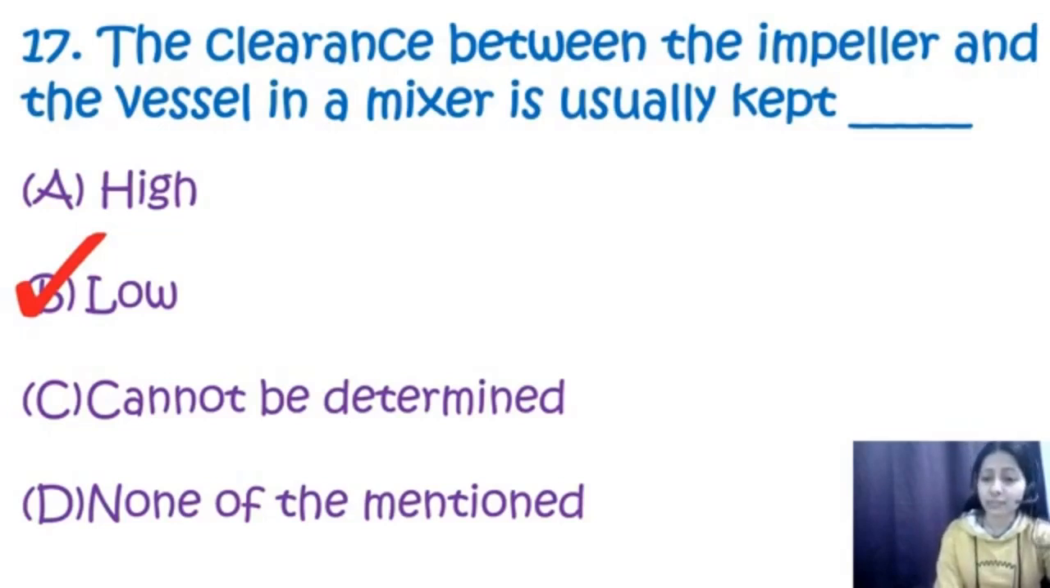The clearance between the impeller and the vessel should be as small as possible without causing any mechanical interference between the impellers as well as the mixer. So the option number B is correct.